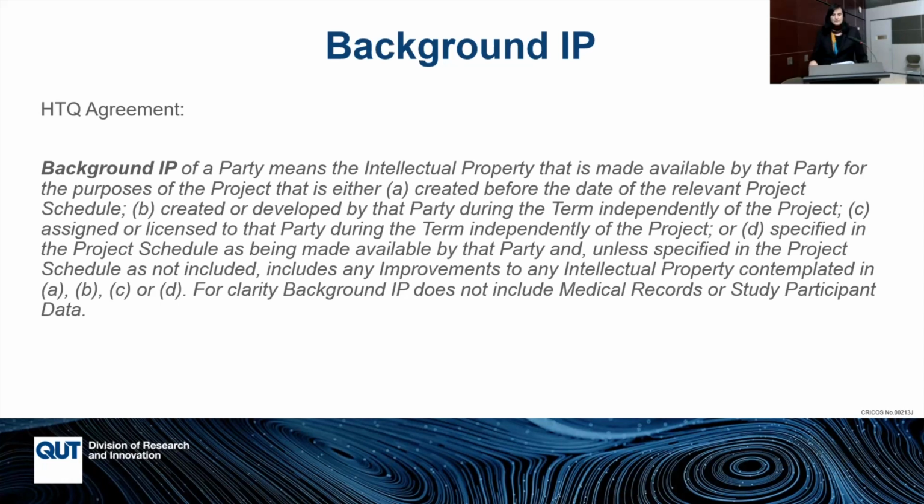There's 4 different types of things that can go in. And that includes things which are of secret nature, which are created before the agreement and handed over to the project. It could be created independently of the project and transferred in. It can be specifically listed in the project schedule, or it can be the improvements. And so that goes through the 4.